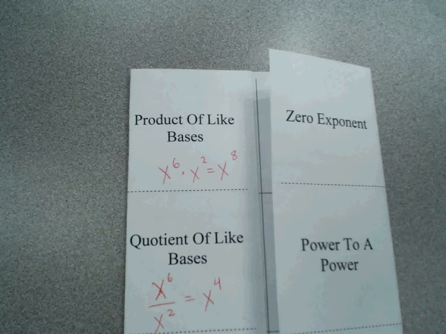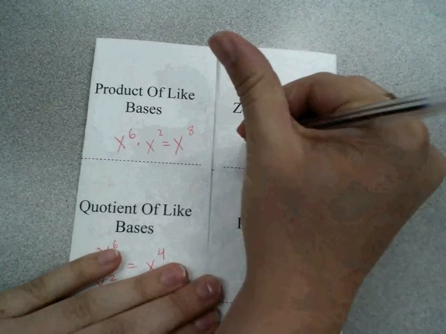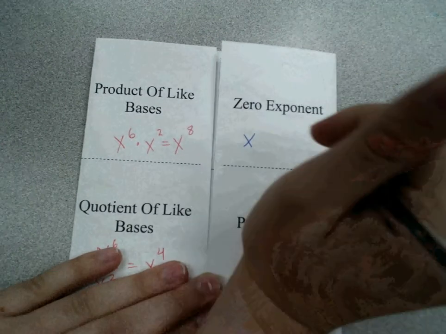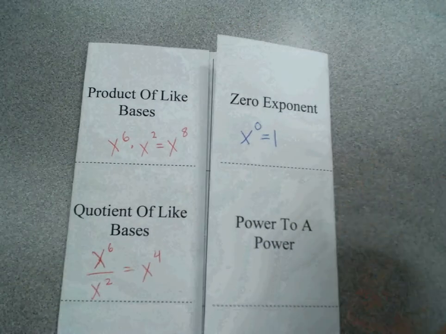More properties that I want us to look at tonight, then we'll look at them more in class tomorrow. The first one is the zero property. The zero property tells us, we can just write this on the outside, anything to the zero power is always going to equal 1.